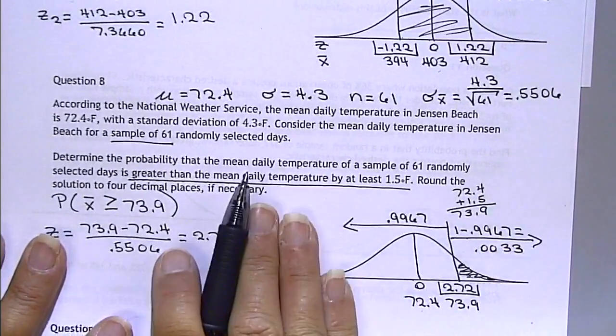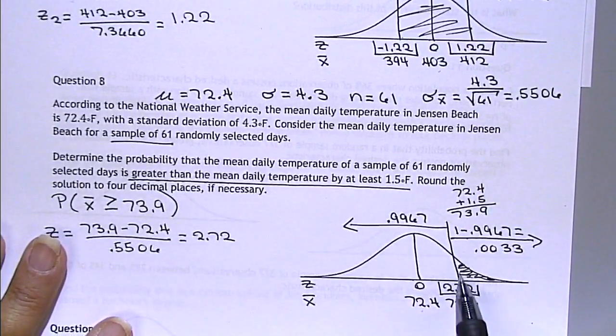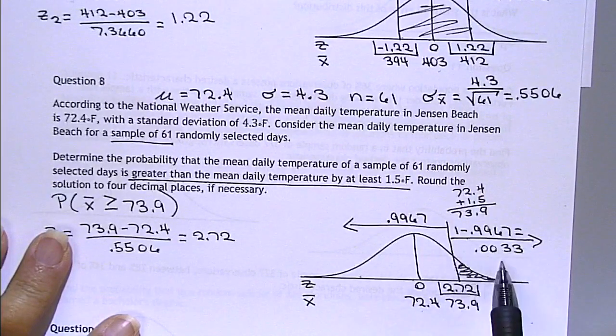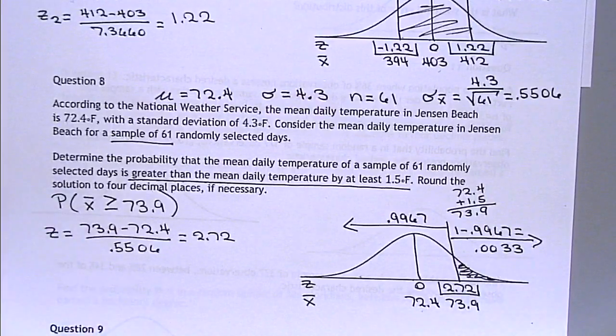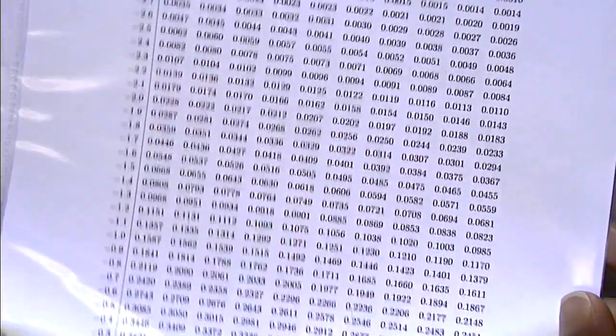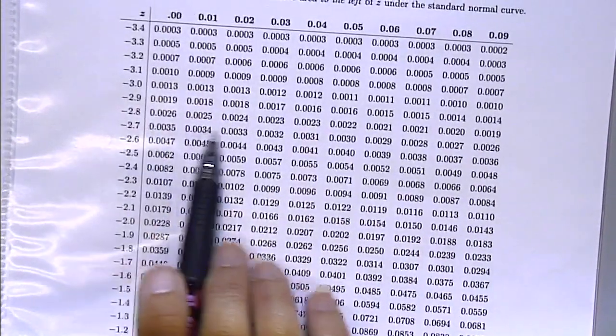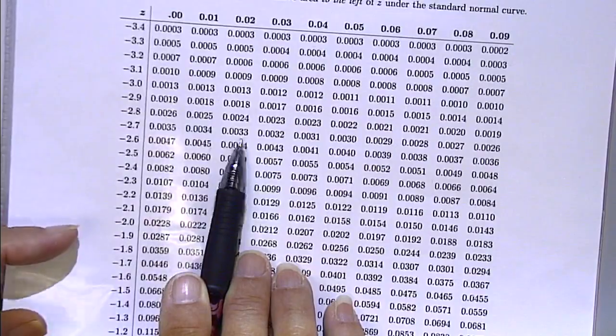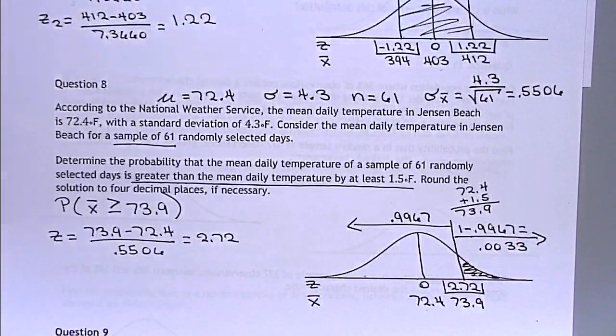There's the shortcut that makes so much sense, though, since I recognize that this side of the curve is a mirror image of that side. If I know that this area is 0.0033, then I know that the tail on the other side, the left side of a negative 2.72, is also going to be 0.0033. I can look it up on the negative side. So what do I look up? Well, I look up the negative 2.72, and look what I get. That's it, 0.0033. Don't have to subtract it from 1 if I remember that these match each side, mirror images, right?